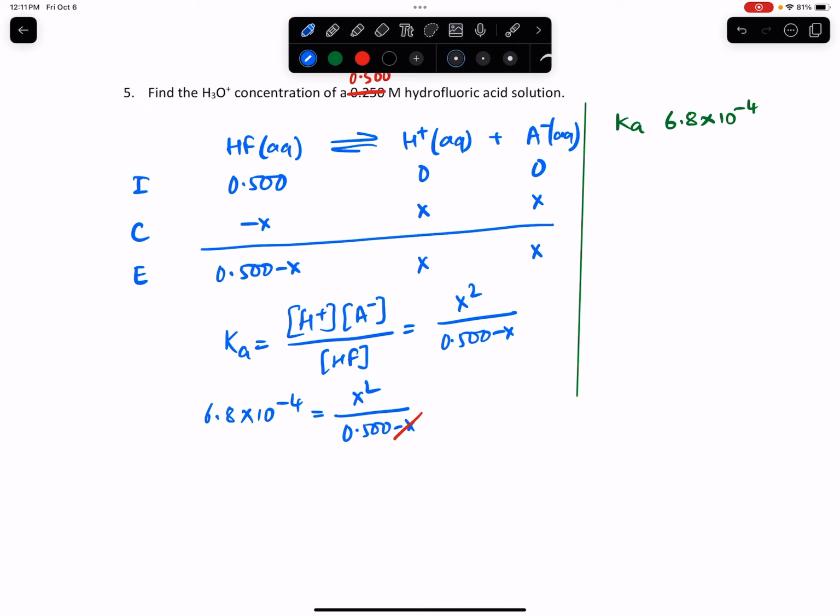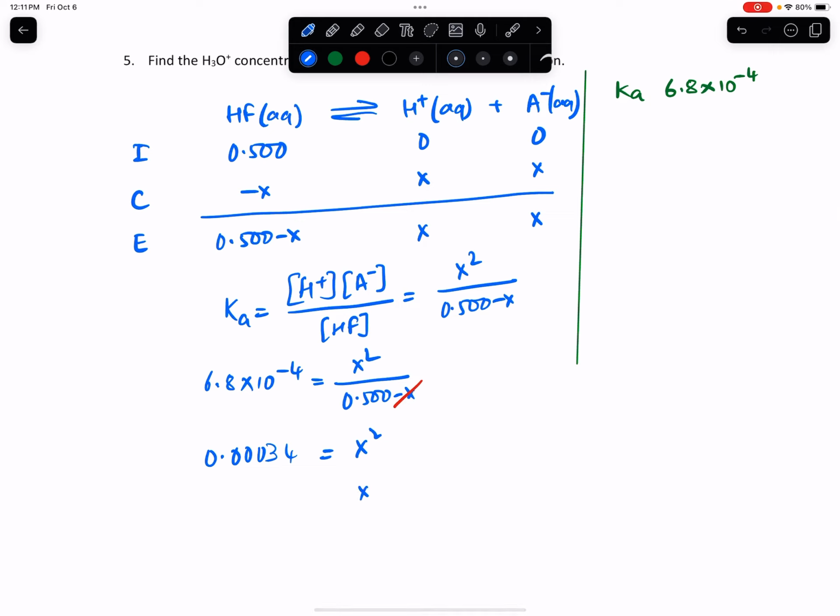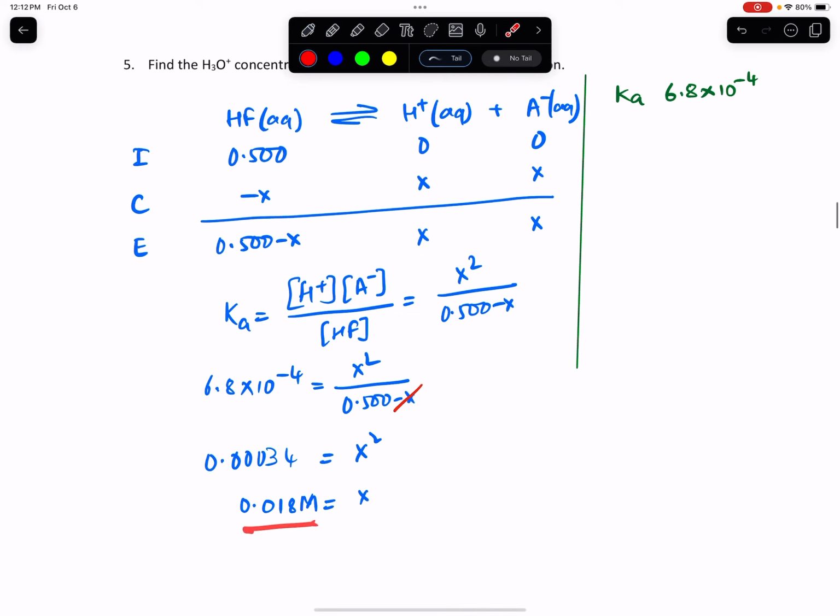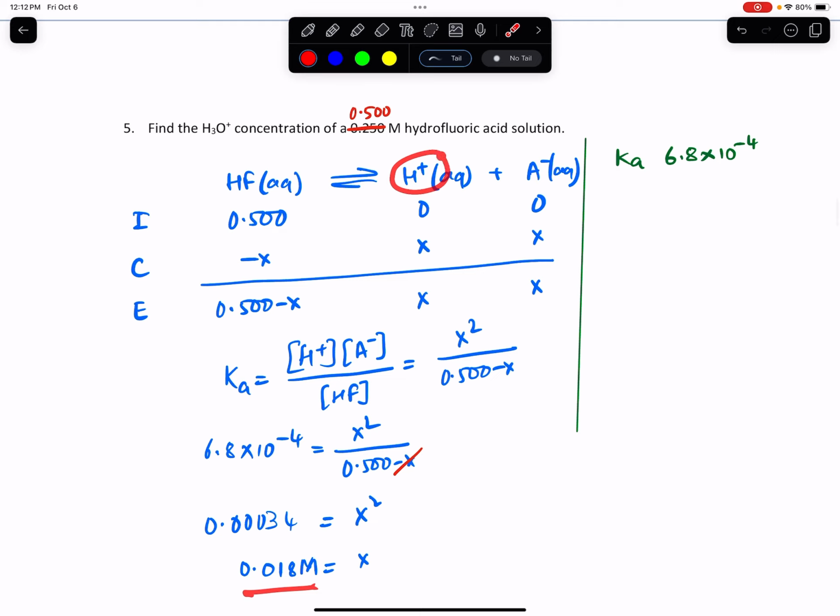Once we scratch the X out of the bottom, we essentially multiply both sides by 0.500. When we do that, we get X squared equal to 0.00034, and then the square root of that, so X is equal to 0.018 molar. So now we have the solution for X, which is the same as the concentration of H plus, which is the same as the concentration of H3O plus.